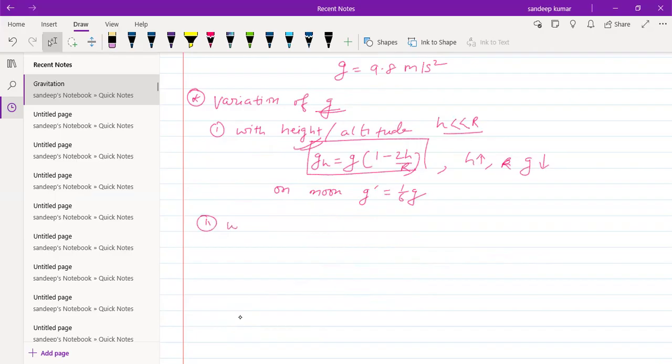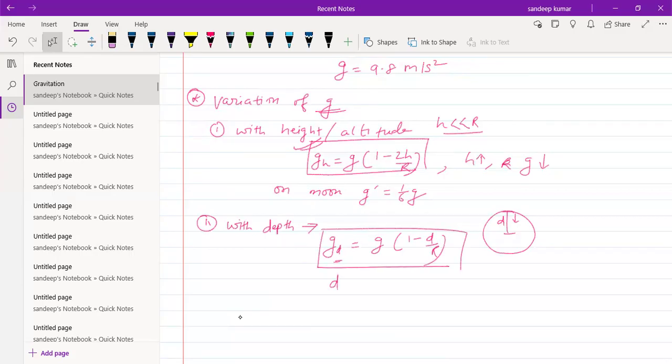Second is variation with depth. If you go towards the center of the earth, to a depth d, again the acceleration due to gravity decreases. The expression is: acceleration due to gravity at some depth is equal to g times (1 minus d by R). This you have to remember. From this expression we can say that as the depth towards the center of the earth increases, acceleration due to gravity decreases. Is it clear?